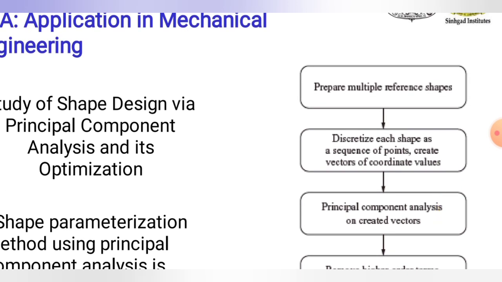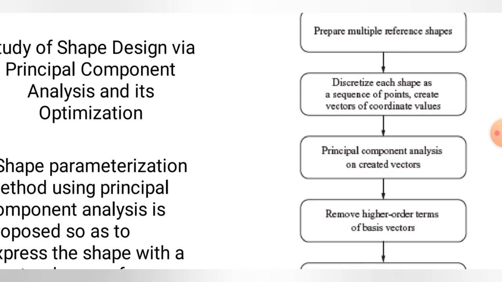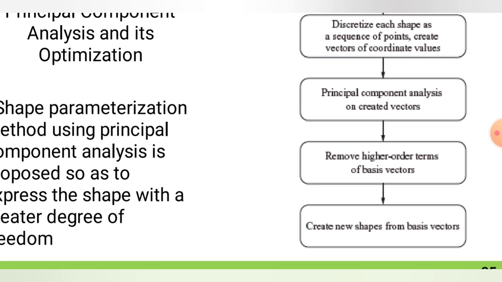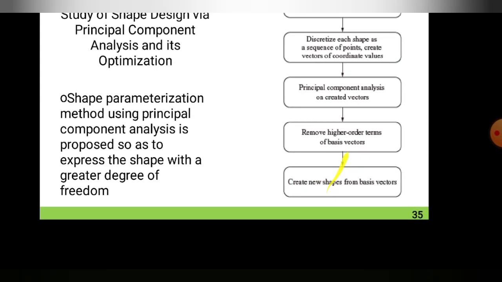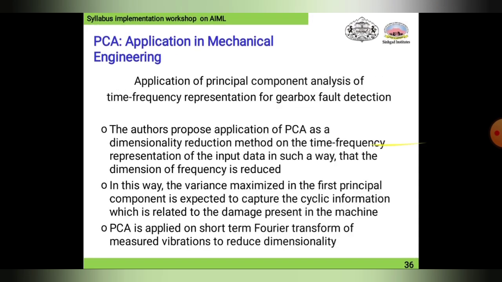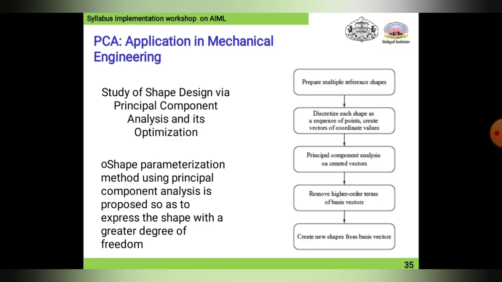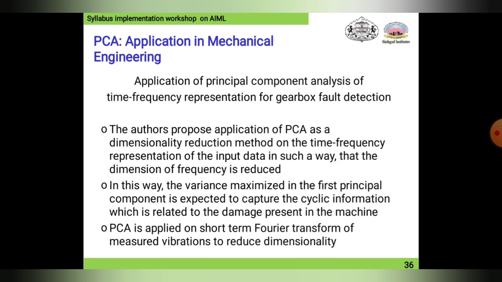So from the starting of this, prepare multiple reference shapes, then discretize each shape as a sequence of points, create vectors of coordinate values, and then PCA is applied on the vectors. Then it proceeds to remove higher order terms of basis vectors and create new shapes from the basis vectors. So this is how the general flowchart helps in PCA application in mechanical engineering.